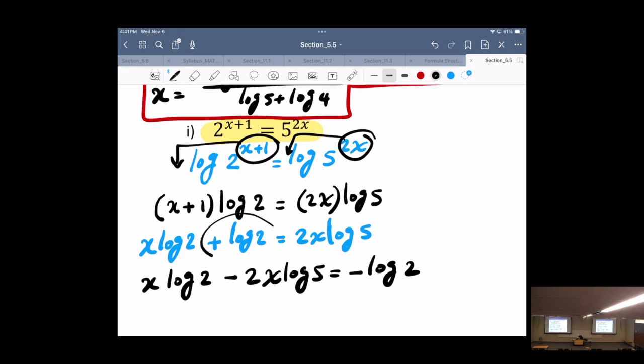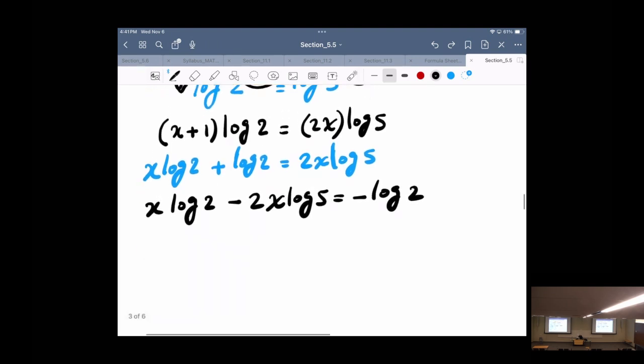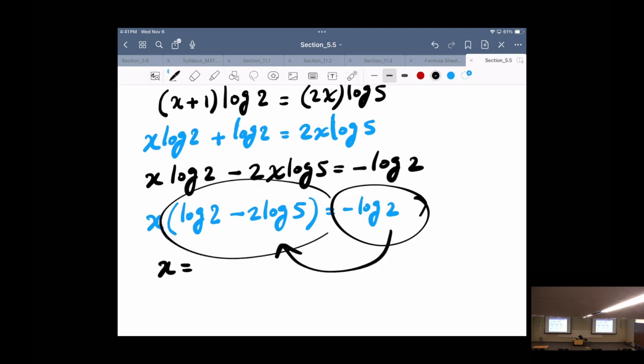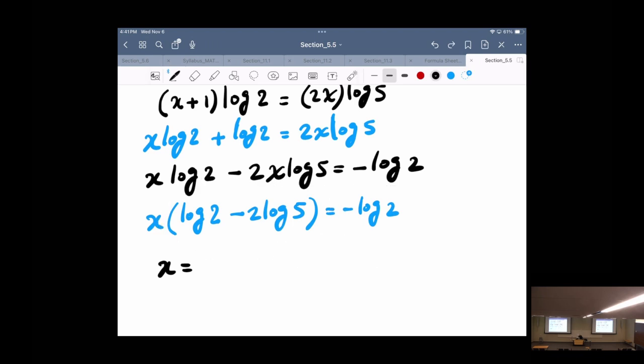You see what I did? I just moved this log of 2 from left to right. So now let's factor the x out, because solving is about isolating. So factor the x out. So we have x times log of 2 minus 2 times log of 5 equals minus log of 2. And of course, then the next step is just to solve for x by dividing this by everything in this parentheses, right?